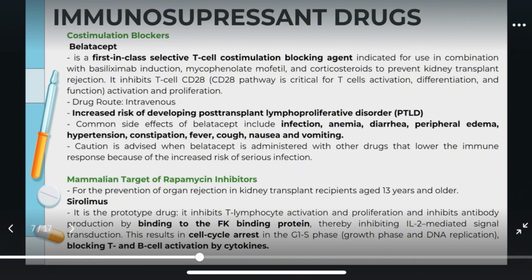Let's now talk about mammalian target of rapamycin inhibitors. For the prevention of organ rejection in kidney transplant recipients aged 13 years and older, sirolimus is the prototype drug. It inhibits T lymphocyte activation and proliferation and inhibits antibody production by binding to the FK binding protein, thereby inhibiting IL-2 mediated signal transduction. This results in cell cycle arrest in the G1 to S phase, blocking T and B cell activation of cytokines.